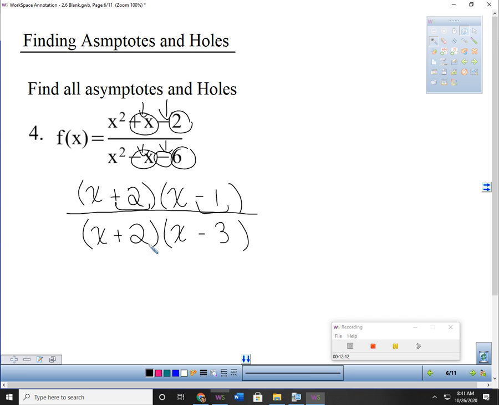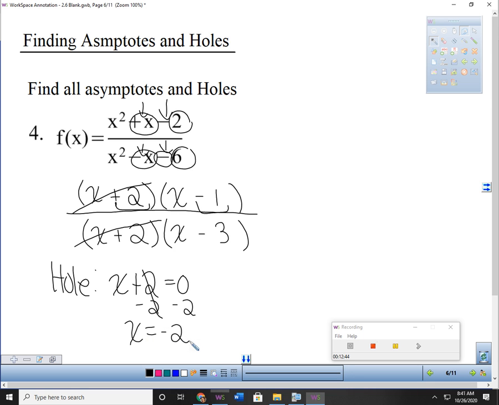Now that I've got this, I see that on top I have an x plus 2, and on bottom I have an x plus 2. So those are going to cancel, and that's going to leave me with a hole in my graph. All right? So I'm going to take that factor that I canceled, and I'm going to set it equal to 0. And then I'm going to solve for x. So I subtract 2. So x equals negative 2. So when x is negative 2, I'm going to have a hole in my graph. Okay?